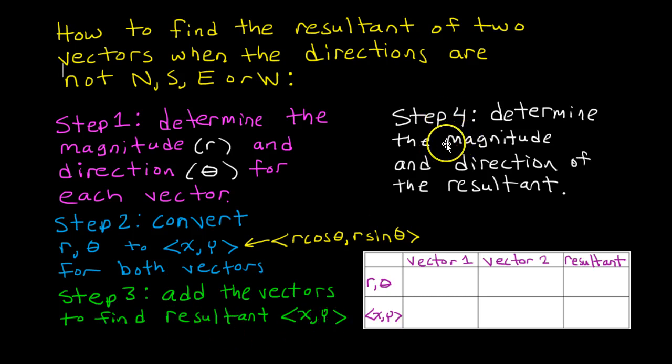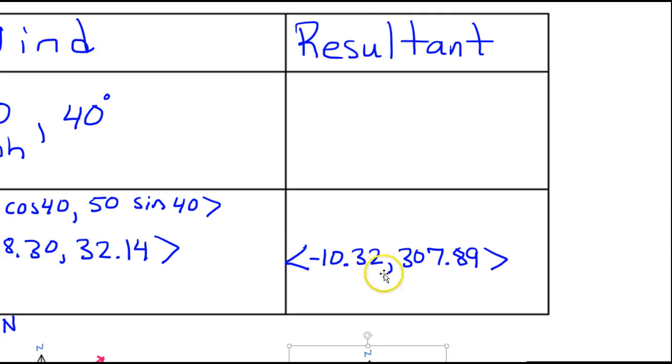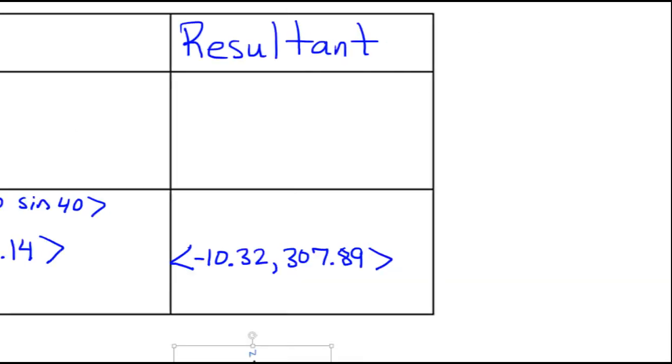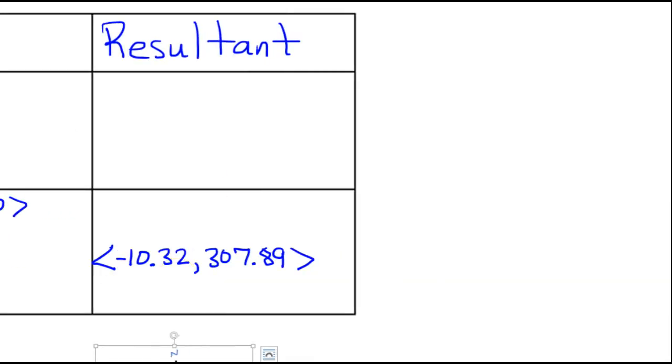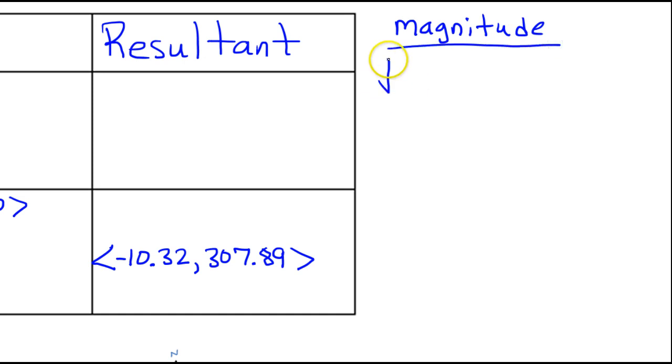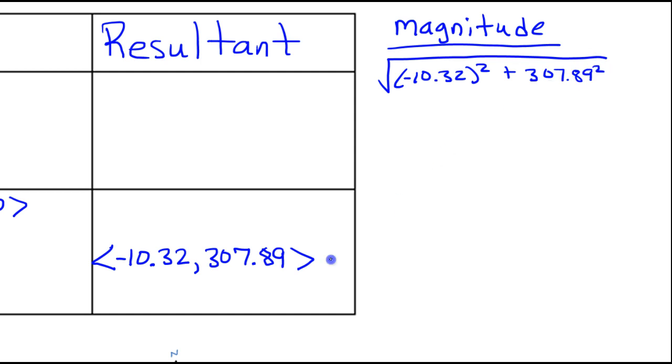Now it's time for the 4th and final step. Determine the magnitude and direction of the resultant vector. So we need to take this and find the magnitude and direction of it. So magnitude, we will just use the magnitude formula. Negative 10.32 squared plus 307.89 squared. And take the square root of all that.